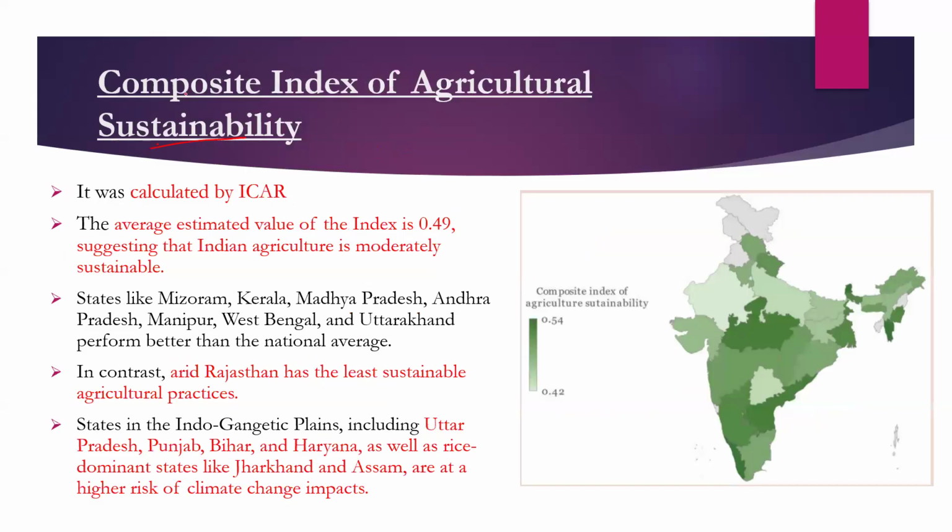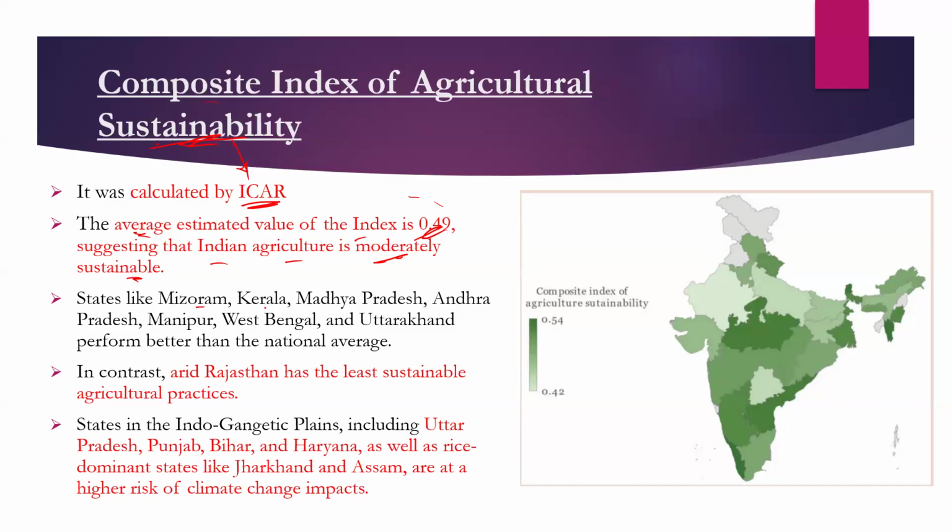Yeah. Coming to the next one, Composite Index of Agriculture Sustainability. This is calculated by ICAR and it basically focuses on rating our different states, their agricultural practices, are they sustainable or not? Okay, so that is what this does. The average estimated value of the index is 0.49, which shows that Indian agriculture is moderately sustainable. There are certain states where the agriculture practices are much more sustainable than others.